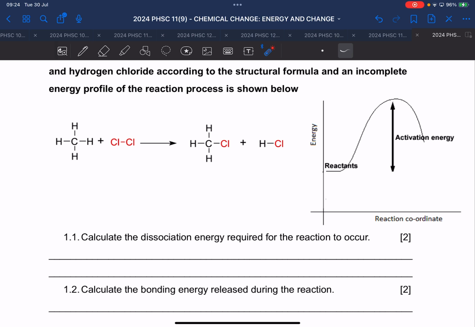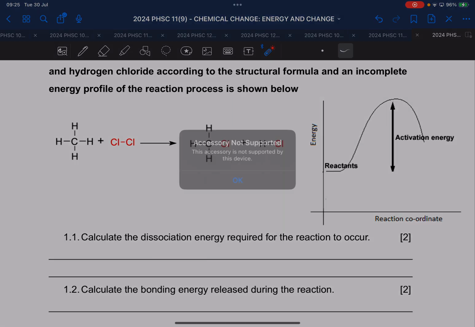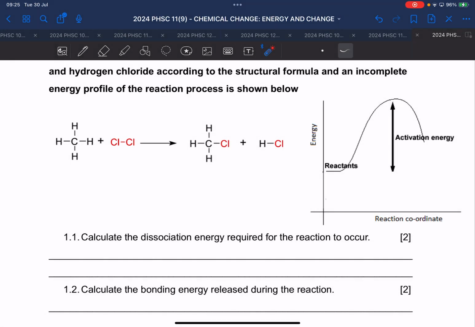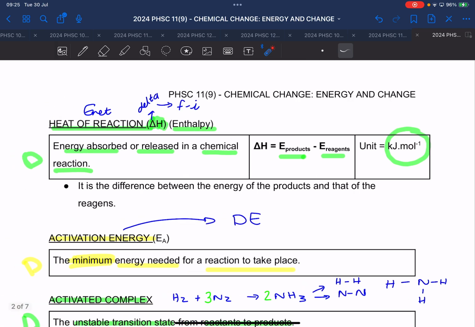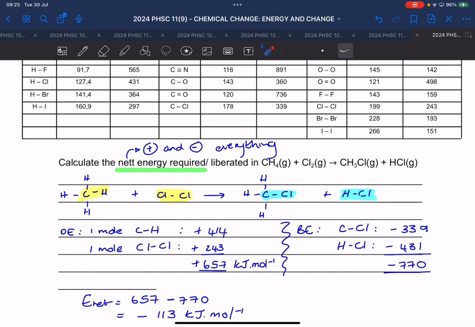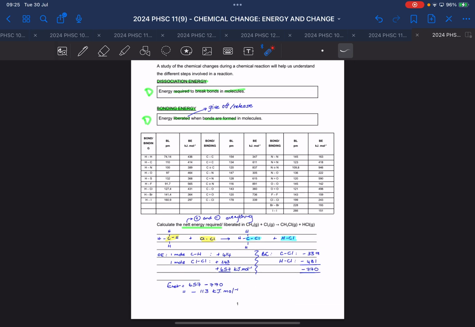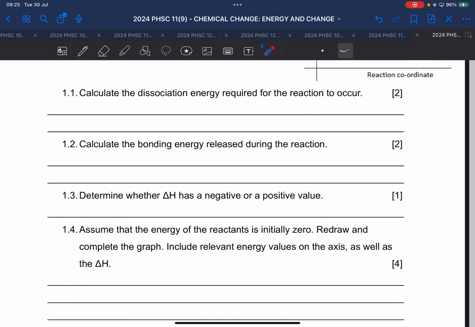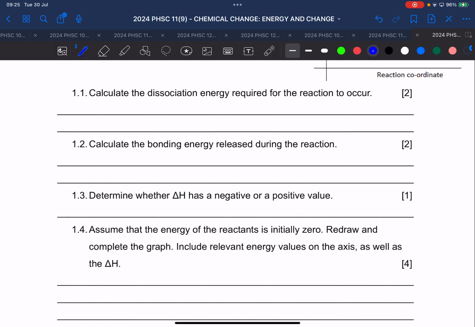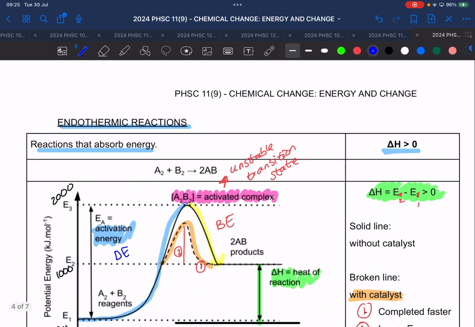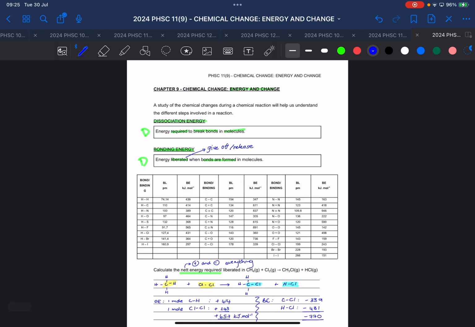Okay. Now let's calculate the dissociation energy for this reaction to occur. Now we've done that already on page 1. We said the dissociation energy for this reaction to take place is there. Are you with me? Okay. So I'm just going to say we calculated that on page 1, and the dissociation energy was what again? 657 kilojoules per mole.